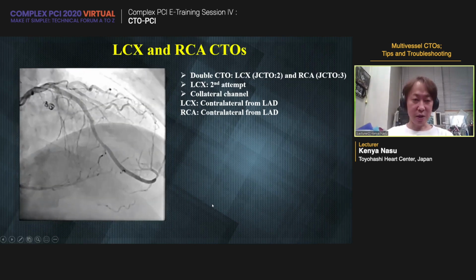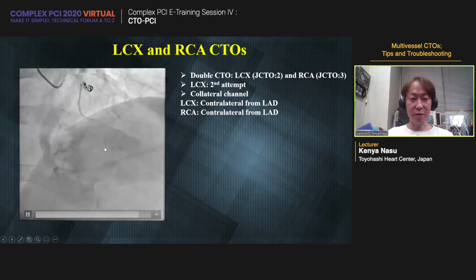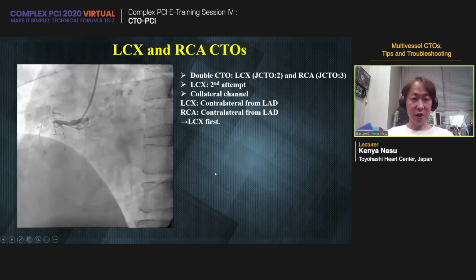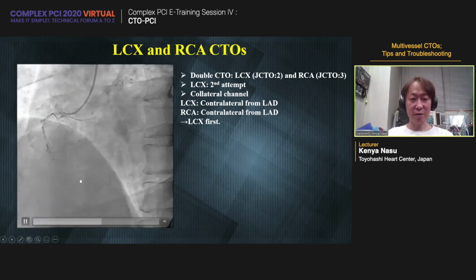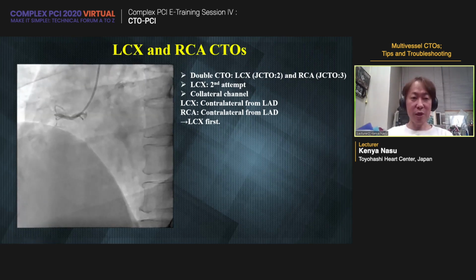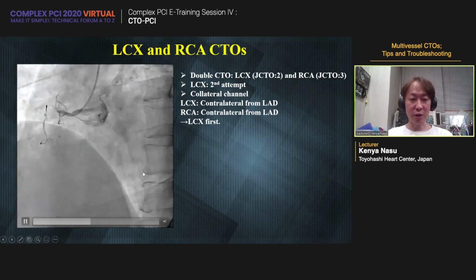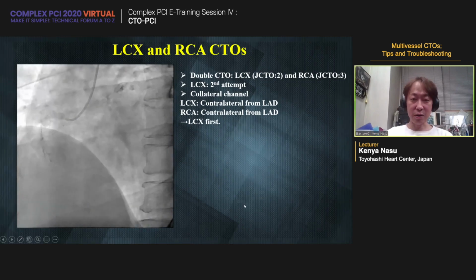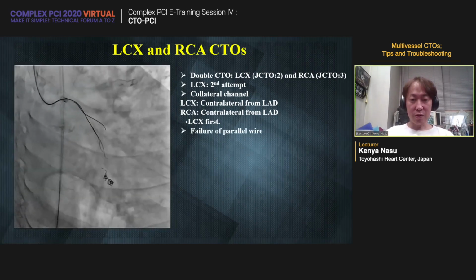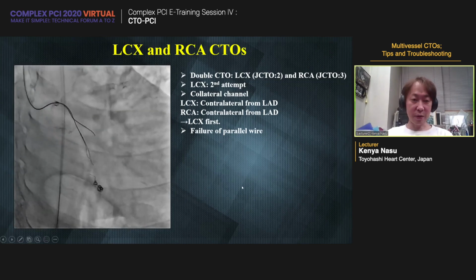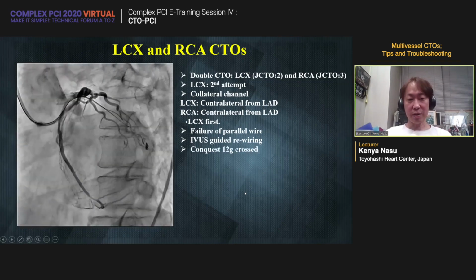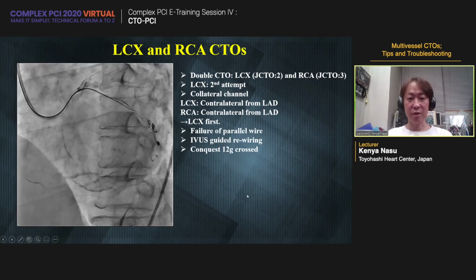This is the caudal cranial view. There you can see some good collateral channels from the LAD to the right coronary. But the lesion is very long and very calcified. So for safety, maybe we need the retrograde approach for this RCA region. That's why I did the circumflex intervention first. I needed IVUS-guided wiring. But finally, the Conquest could be passed to the distal, and we put in the stent.